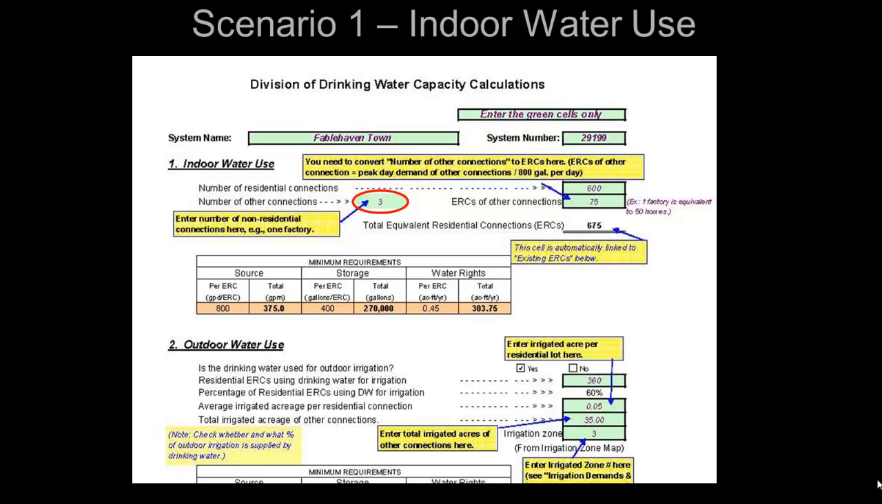To determine the equivalent residential connection of these 3 connections, the gallons per day used for each connection is added together and divided by 800, which is the minimum source demand for indoor use per connection. These 3 connections end up being the equivalent of 75 residential connections. By entering these values, the minimum indoor capacity requirements are automatically calculated.